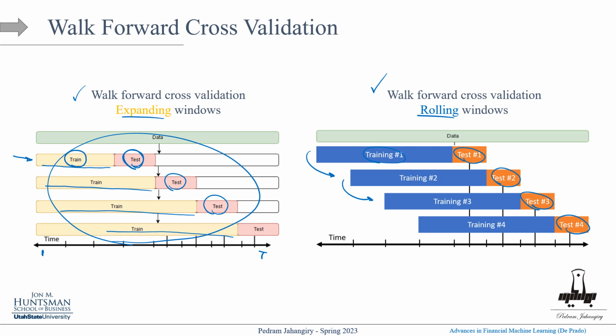And because the test set is always coming after the train set, we don't need to do any kind of embargoing, but we need to do some purging, right? So we need to do some purging to make sure that there is no data leakage, okay? So these are the advantages.